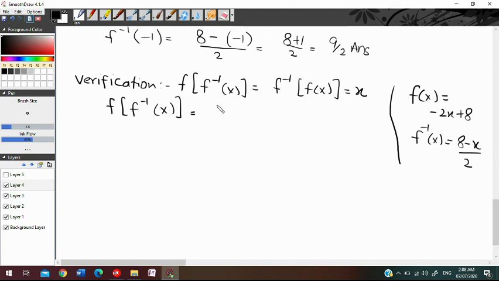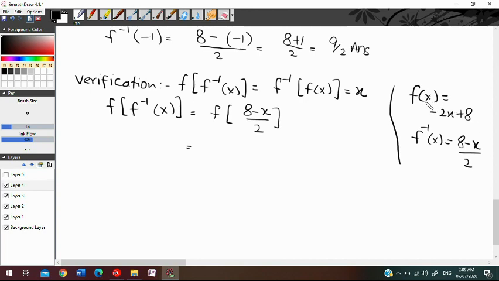As we know, this is the composition of two functions, composition of f and f inverse. So here we write f of f inverse of x, and we solve it as we have done the composition of two functions. The f is the same, and we write the value of f inverse of x, which is equal to 8 minus x divided by 2. And similarly, f is equal to minus 2x plus 8.